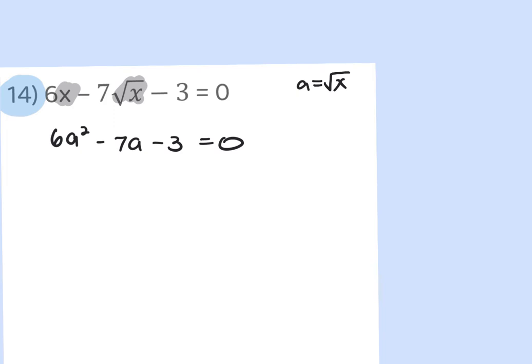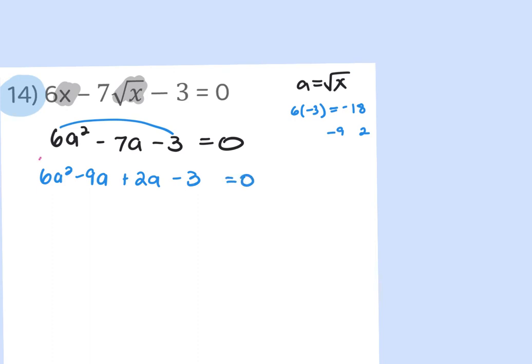Then I'm going to factor. So you can either do trial and error or first times last. If I do first times last, I get 6 times -3, which is -18. Are there factors of -18 that sum to -7? Good. -9, +2. Replace the middle term with them. And then factor by grouping.